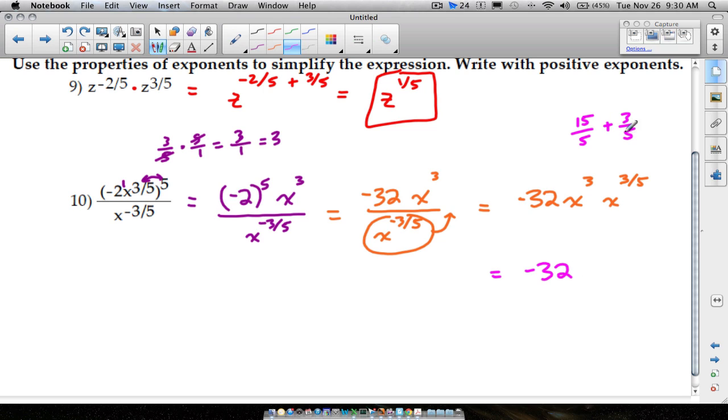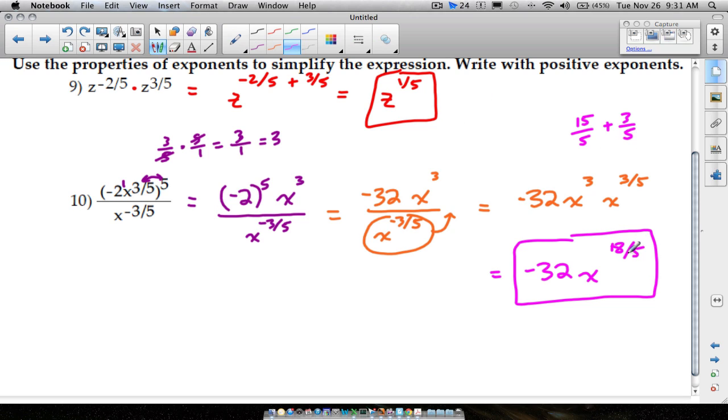And then when we add these two exponents right here together, we get 18/5. So we have x to the 18/5 power. And you can leave it just like that. We don't have to convert to radical notation or anything like that. So we're good, just as long as we have positive exponents.